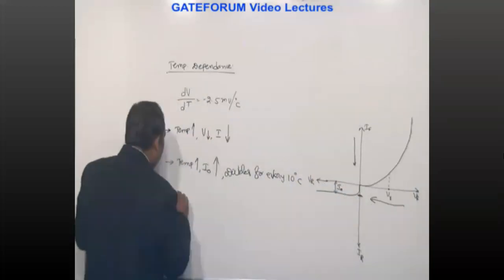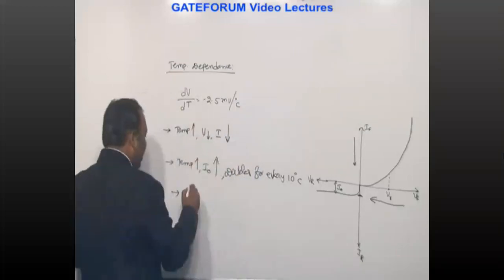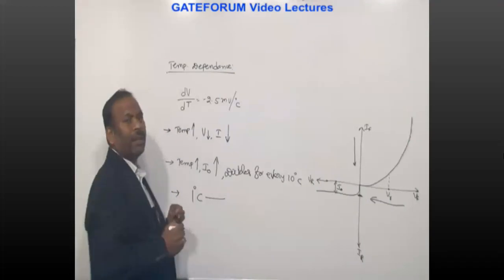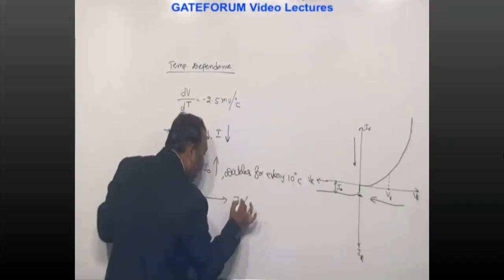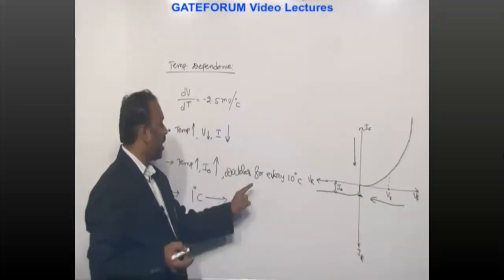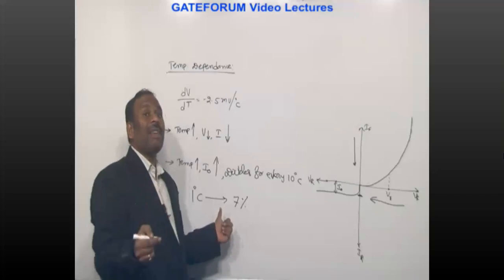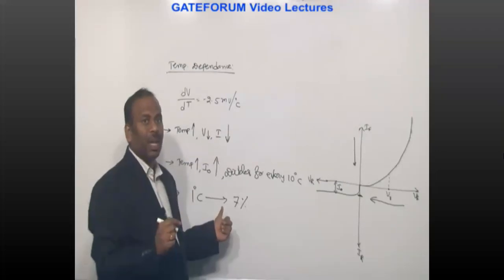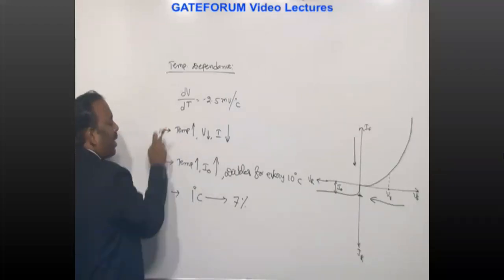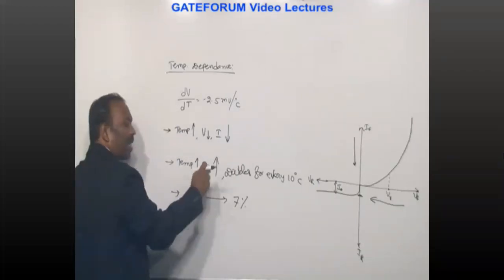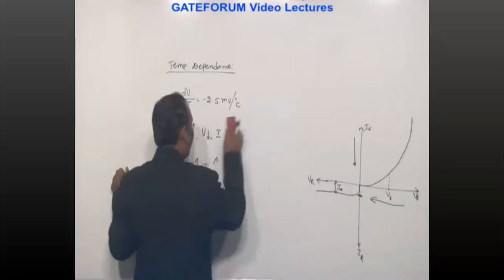Next, for 10 degree centigrade the reverse saturation current doubles, but if you increase the temperature by 1 degree centigrade, how much change in the reverse saturation current? It is 7%. For 10 degree centigrade it becomes 2 times. For 1 degree centigrade its value increases by 7% of the original value. Is it clear? Okay. So as temperature increases, voltage decreases. As temperature increases, reverse saturation current increases. That's about the temperature dependence of VI characteristics.